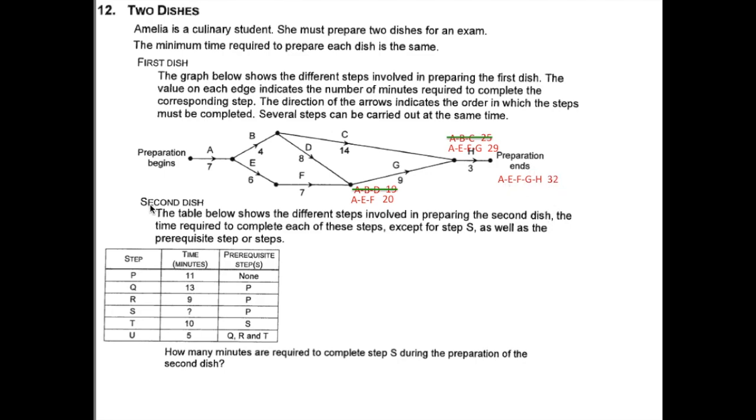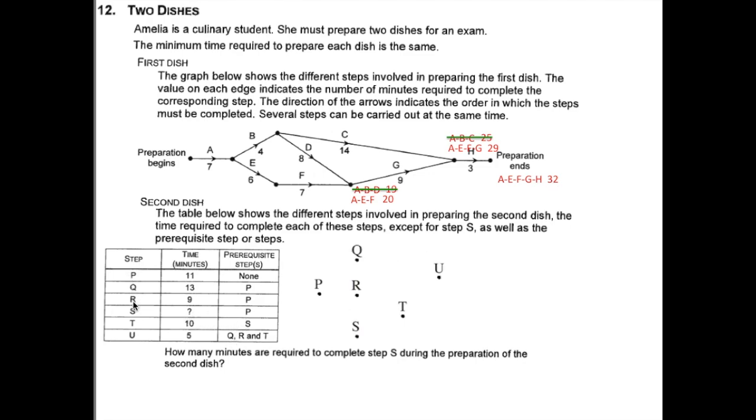For the second dish, the table below shows the different steps involved in preparing the second dish, the time required to complete each of the steps except for step S, as well as the prerequisite step or steps. How many minutes are required to complete step S during the preparation of the second dish? But they both are going to take 32 minutes to make. We're going to have to figure out what S is.